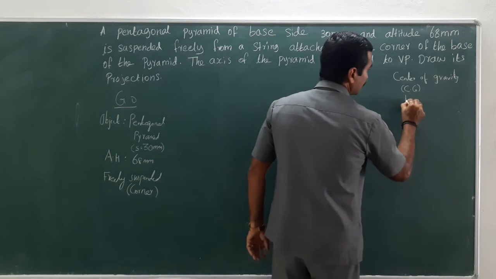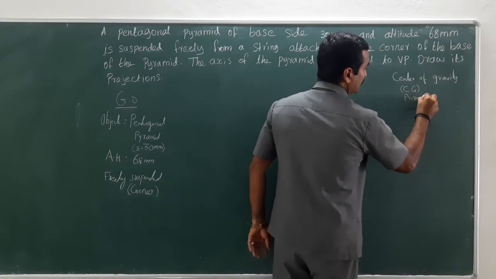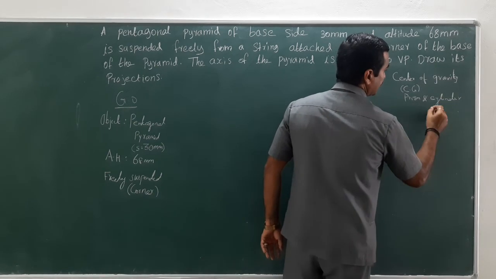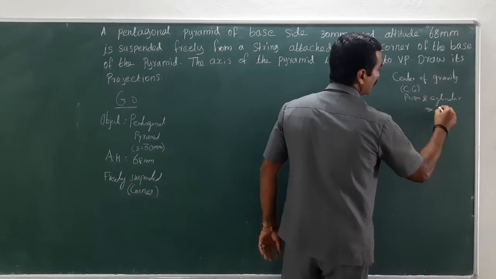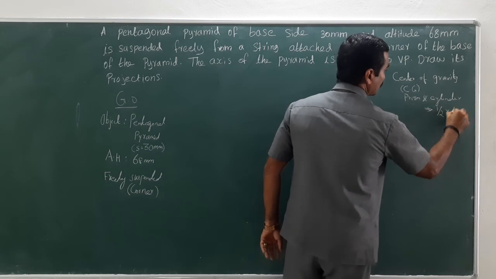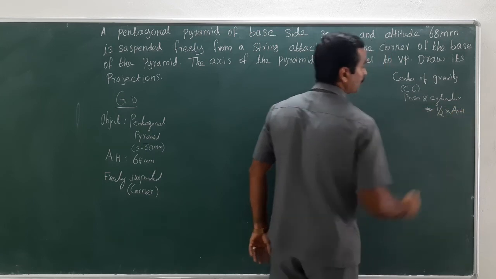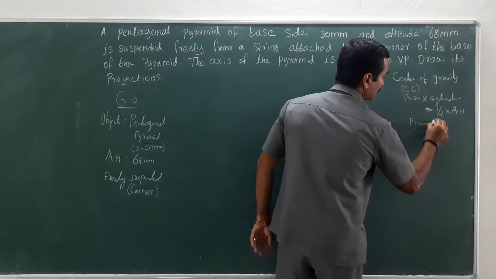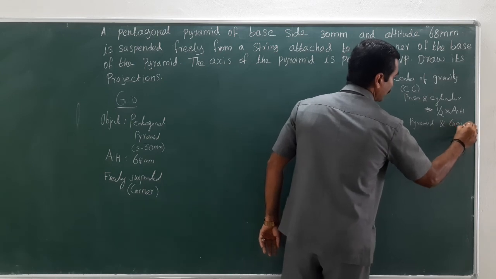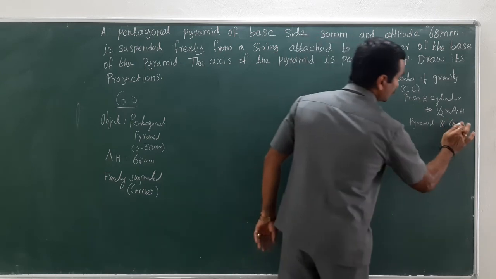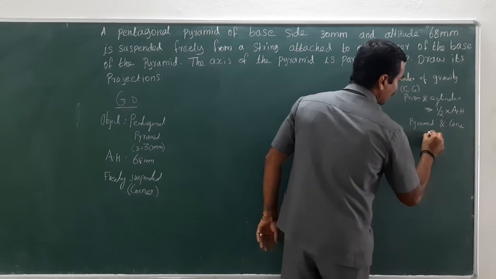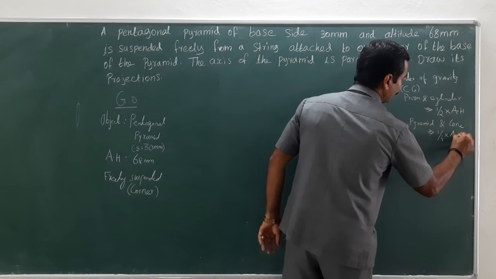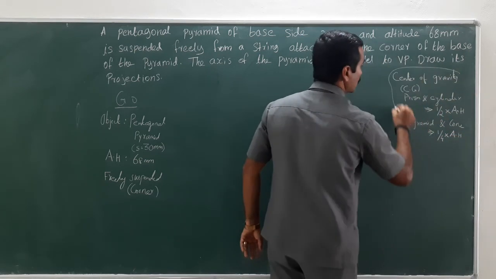For prism and cylinder, the CG is 1/2 into the axis height. For pyramid and cone, the center of gravity formula is 1/4 of the axis height. So remember this.